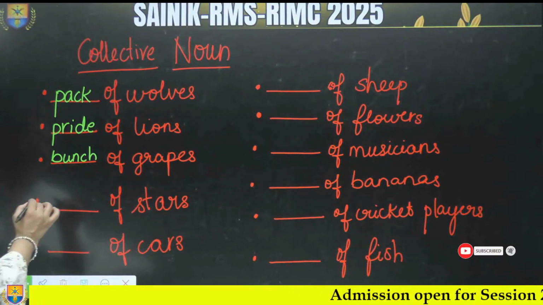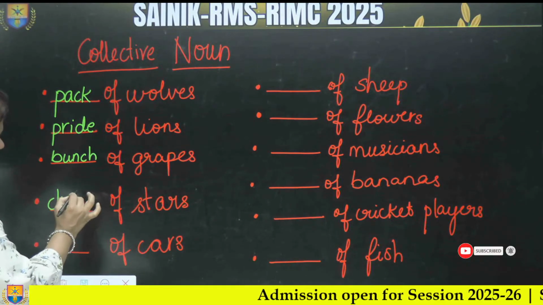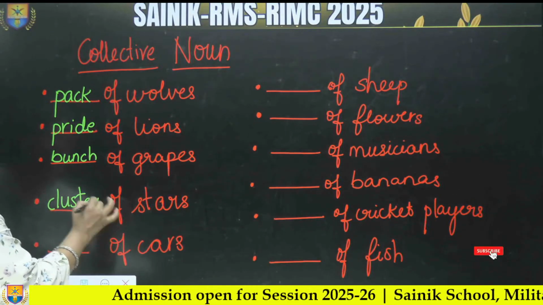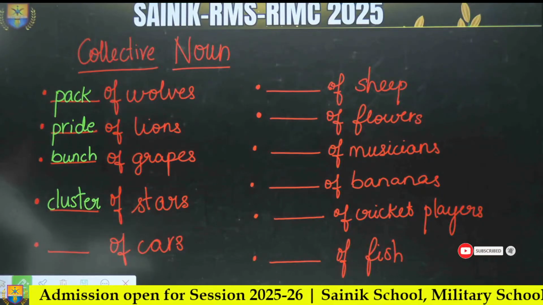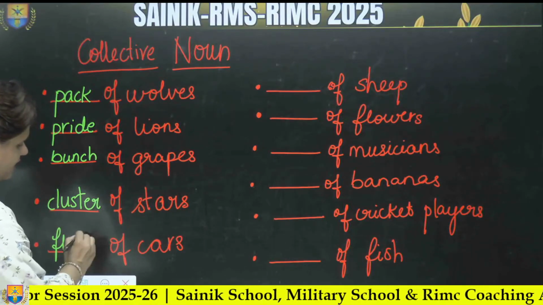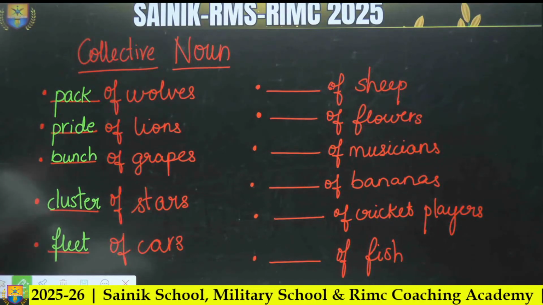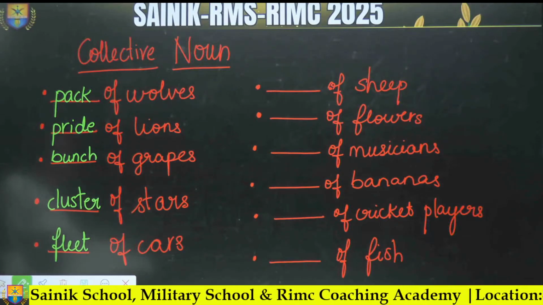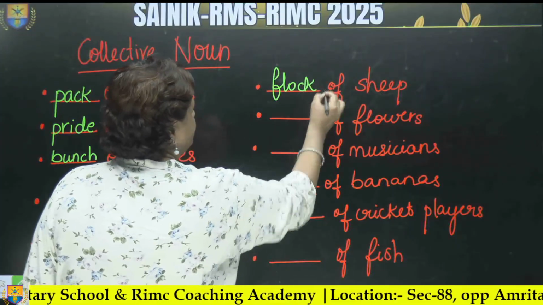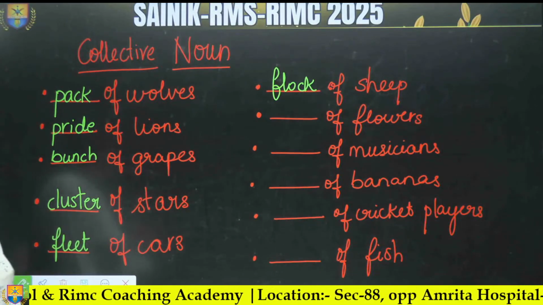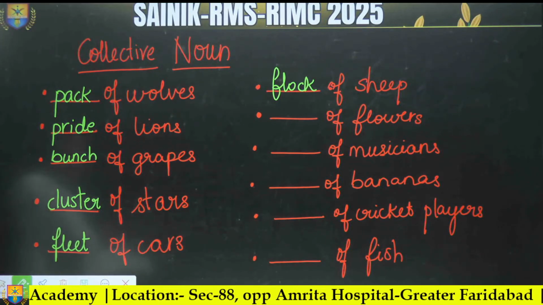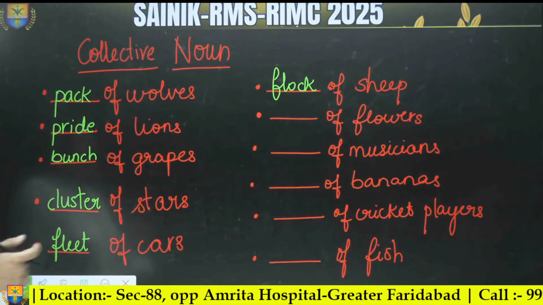What about our stars? They are called as cluster of stars. Fleet of cars. Flock of sheep. So when so many sheep are together, we will call them as flock of sheep. Next we have the flowers.